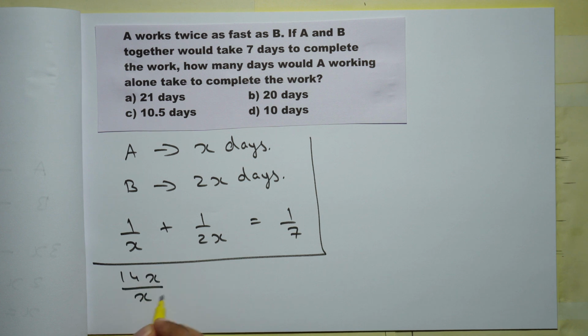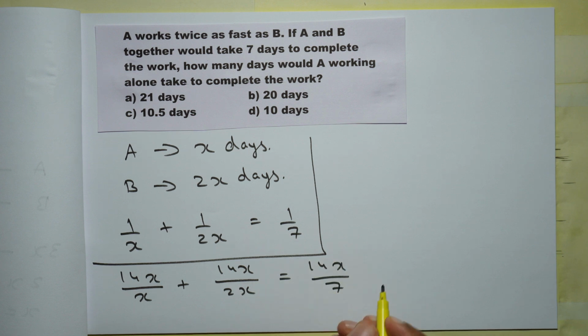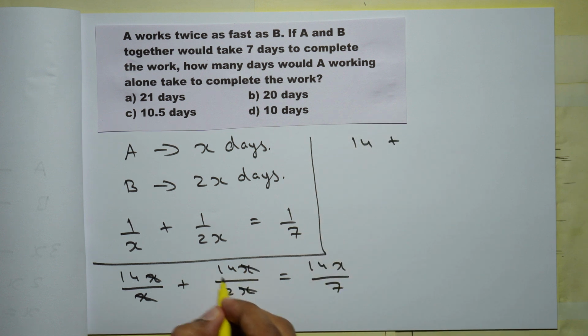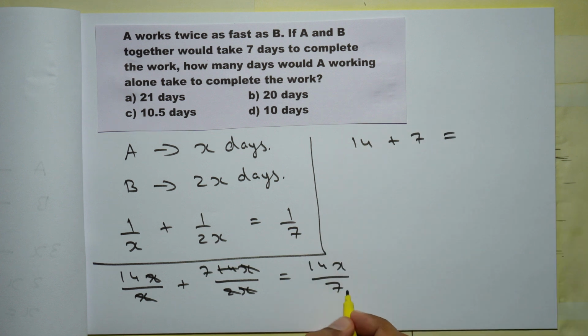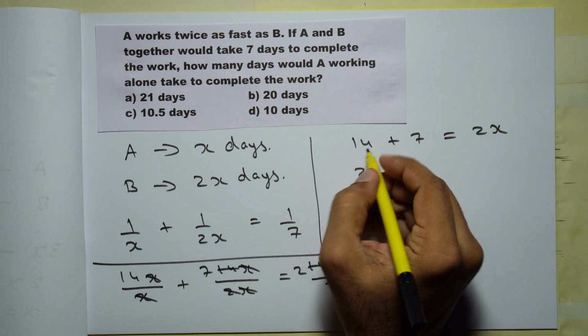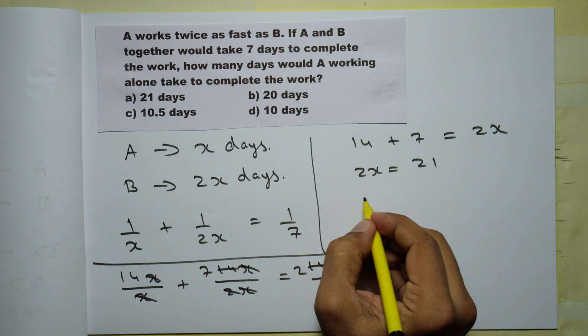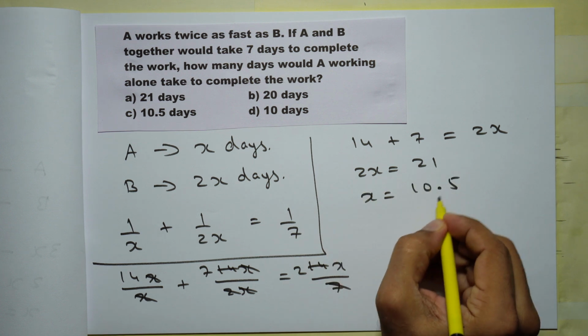So 14x by x plus 14x by 2x is equal to 14x by 7. Here x and x cancel out, so that will be 14. Here 2 divides 14x 7 times, so 14 plus 7 is equal to, here 7 divides 14x 2 times, so that is equal to 2x. So 2x is equal to 14 plus 7, 21. So x you will get as 21 by 2, which gives you 10.5.